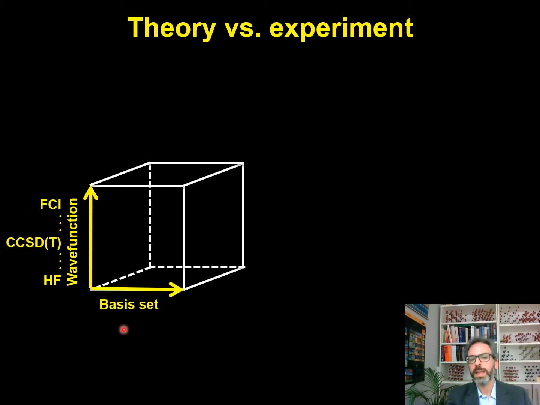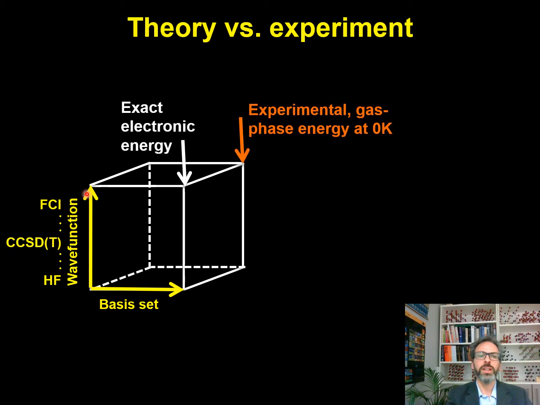Here we have our basis set axis, and we can start from a minimal basis set and expand the wave function using larger and larger basis sets. If we use an infinitely large basis set, and we include all possible electronic excitations in the wave function, then by definition, we calculate the exact non-relativistic electronic energy.